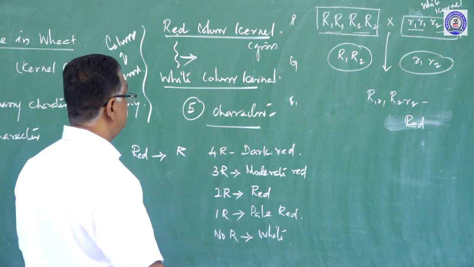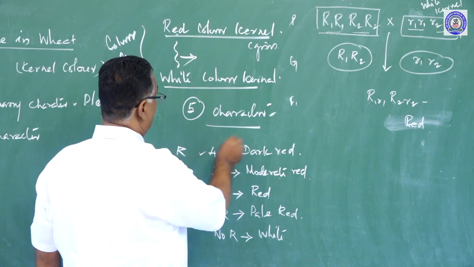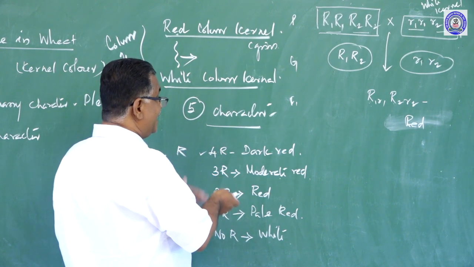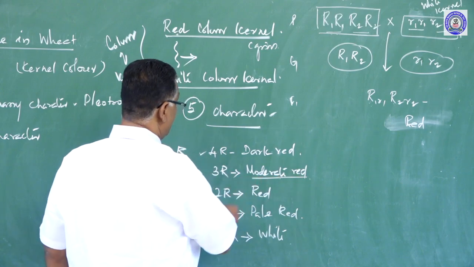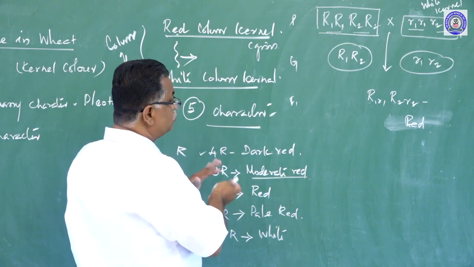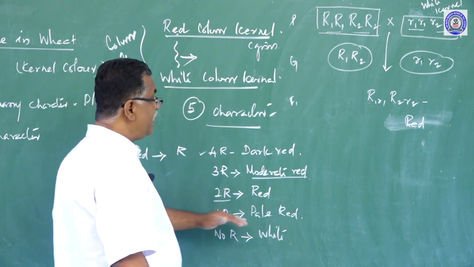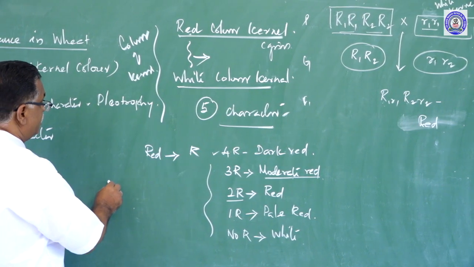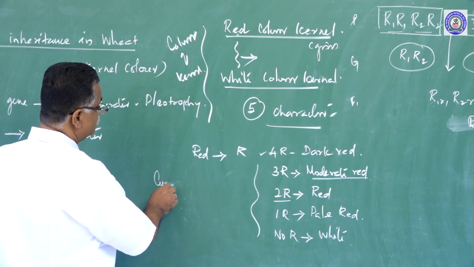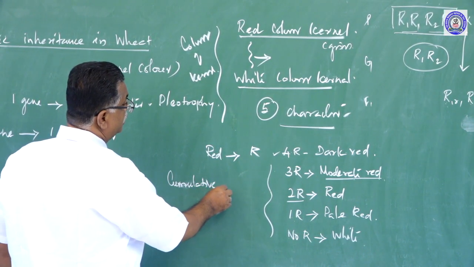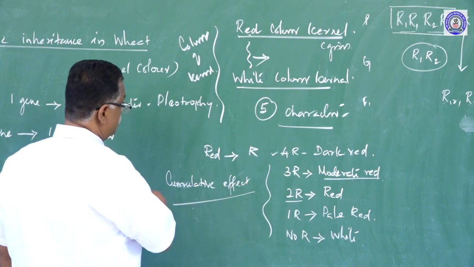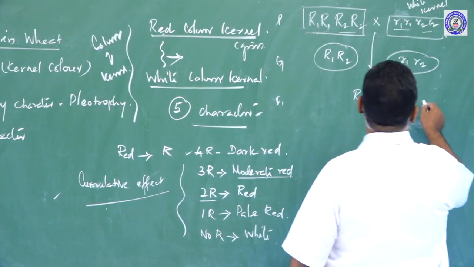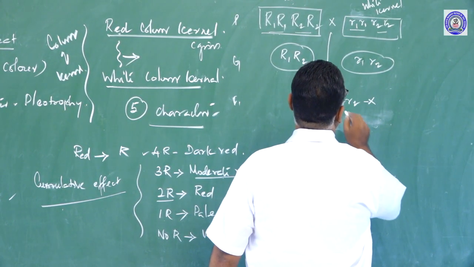So understand here, presence of 4 R will produce a dark red. If one capital R is reduced, the intensity of redness decreases, so moderate red. If only 2 capital R are there, it comes to normal red condition. If only 1 R is there, the pale red condition. So from this we understand all these capital genes together produce a cumulative effect. It intensifies the color. This is red, and it is selfed.